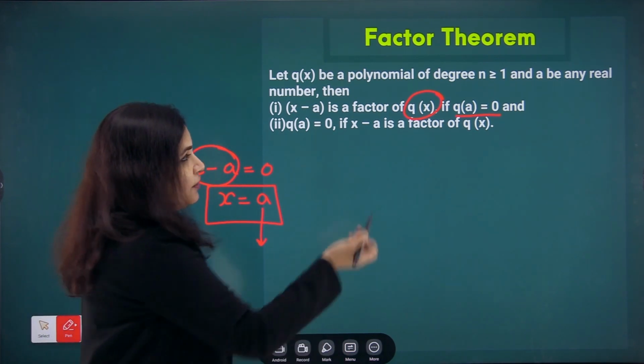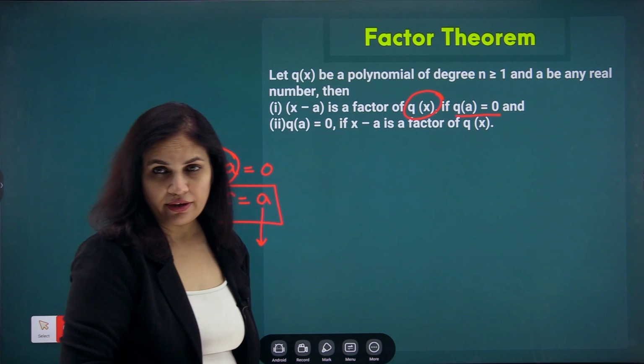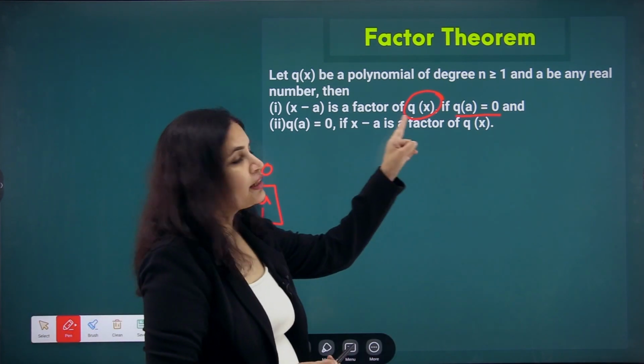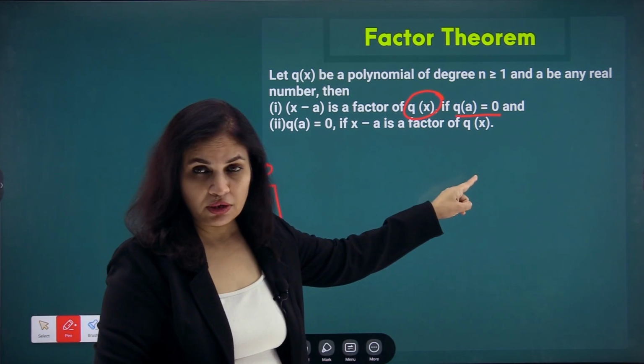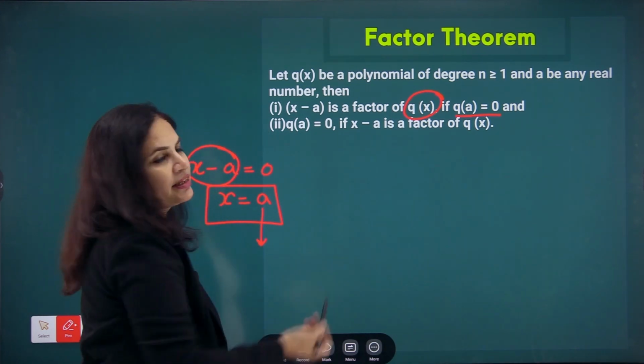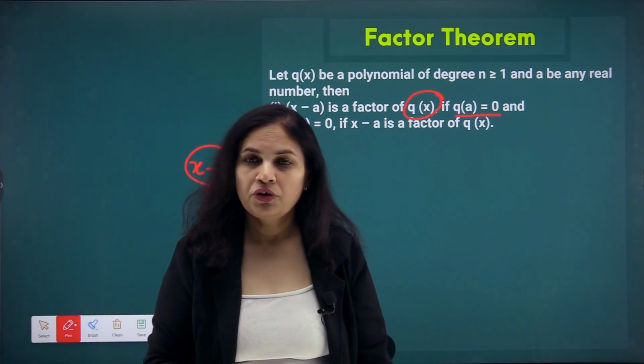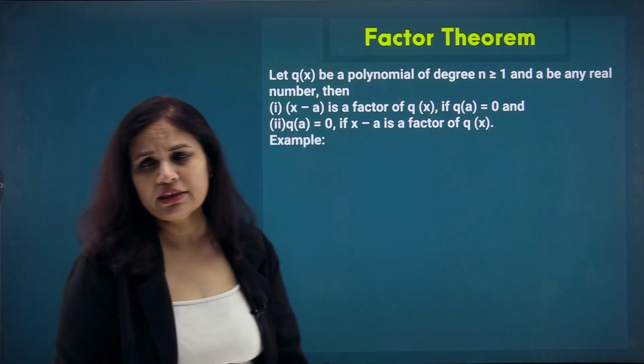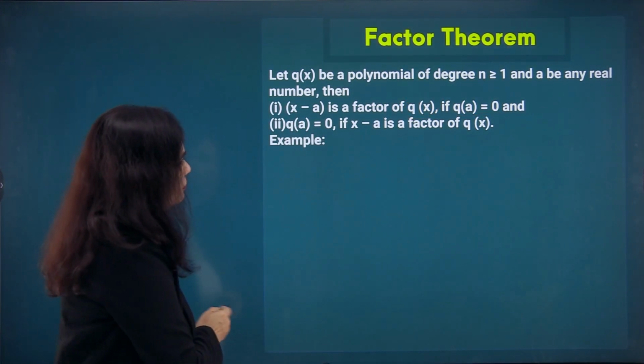Conversely also, for any real number a, if I get the polynomial to be 0, that means if a is a 0 of the polynomial, then x minus a will be a factor of Q(x). Let us study this with the help of an example.